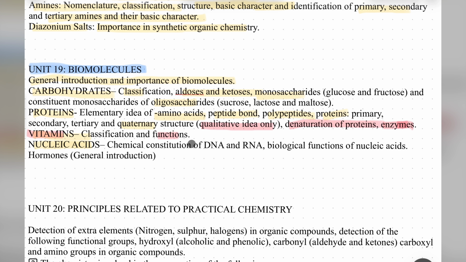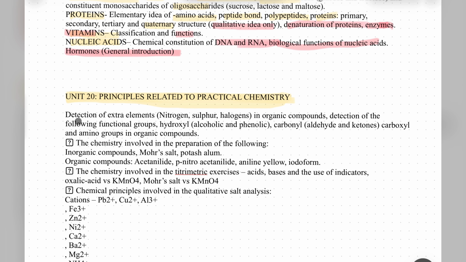And nucleic acids are very important. RNA and DNA both will be important. Helical structure and everything will be important. Hormones are also given, a general introduction about hormones. Okay. Unit 20, detection.